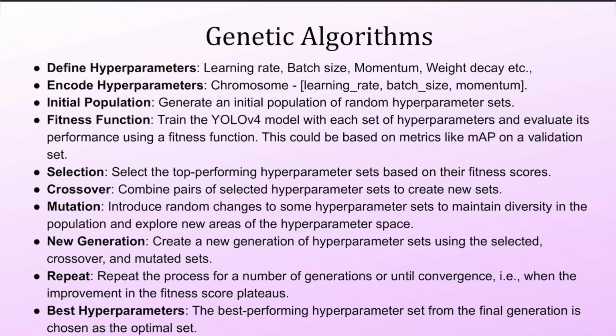Finally, with the new generation, you repeat the process again: fitness function, train it again, evaluate it, all of those things. So finally, once you complete the fitness score, when you see that there is no more improvement in the mAP values, or you have crossed some number of generations. Generations means iterations here. Maybe you did this process for 10 iterations and you found that, okay, we are reaching a saturated value. Then you will take the final value as the best hyperparameter and use it for the training.